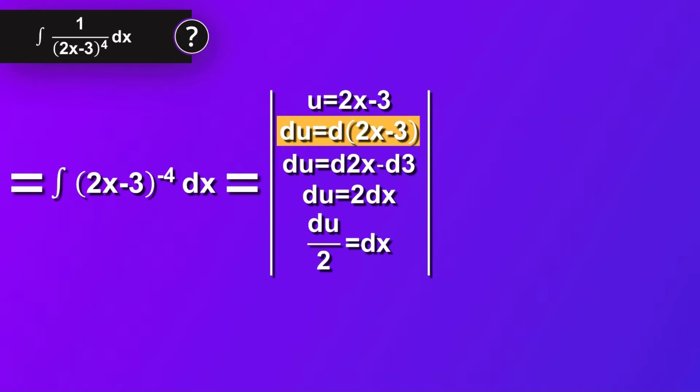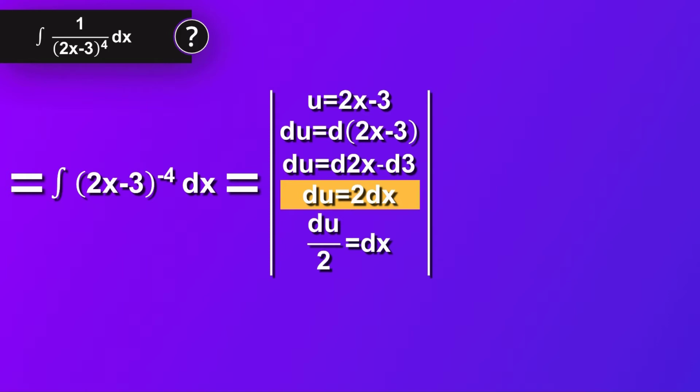From rules that we can apply to derivatives, we know that the derivative of 2x minus 3 equals the derivative of 2x minus the derivative of 3. Thus, we have du equals d(2x) minus d(3). We also know that the derivative of a constant is 0. Consequently, our derivative of 3 is also 0. And we've got du is equal to 2 dx.